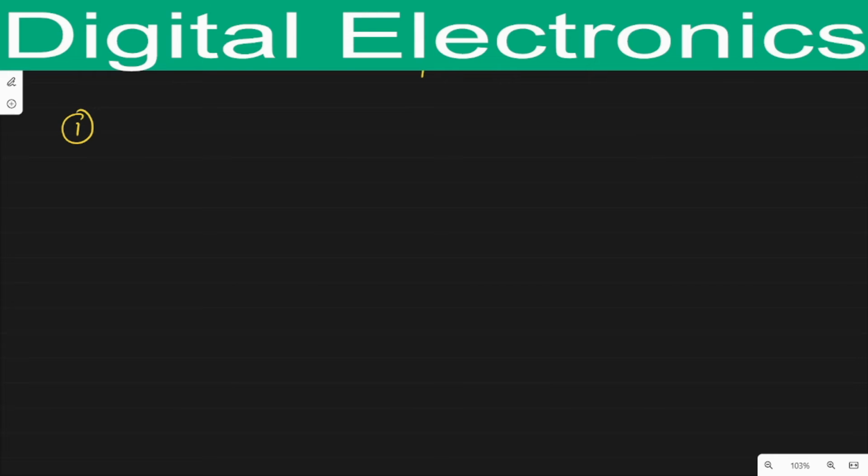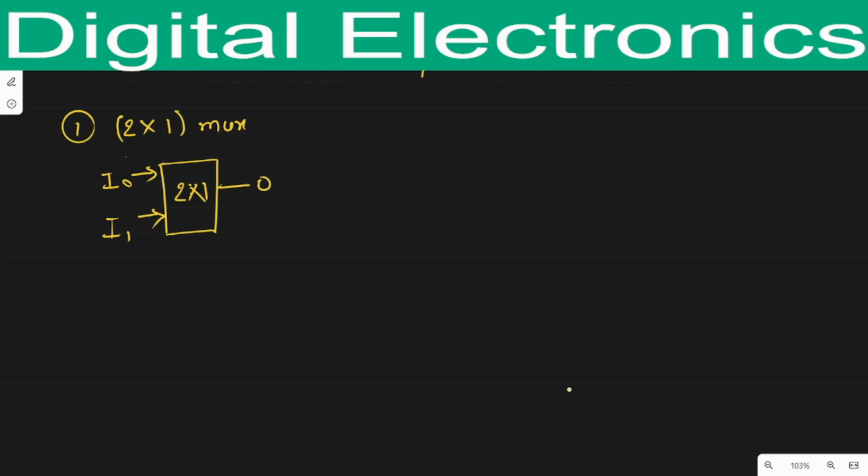Now here we study 2 raised to power 1 mux in detail. Step 1: first we draw block diagram of 2 cross 1 mux. In 2 cross 1 mux there are two inputs. I am representing these inputs as I0 and I1, and only one output is there, so I am representing it as O.